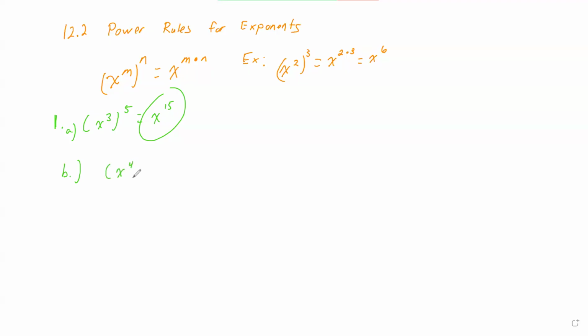Let's try x to the fourth times -3. Yep, x to the fourth raised to the -3. Which is -12. What's wrong with this? There it is. So it becomes 1 over x to the 12th.